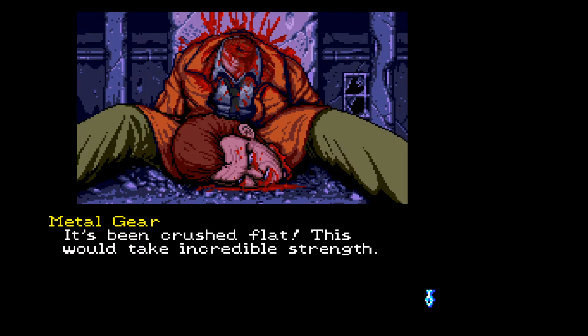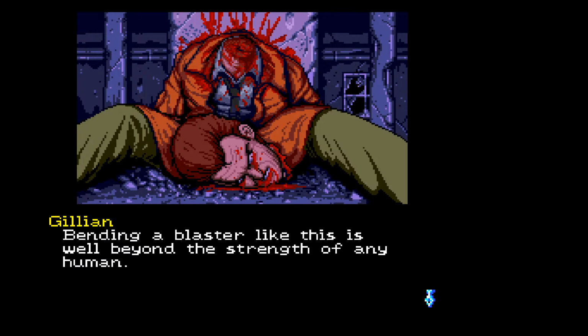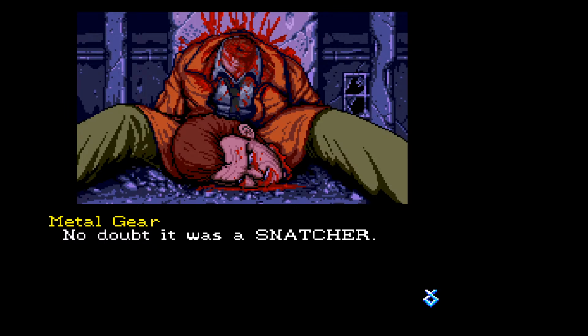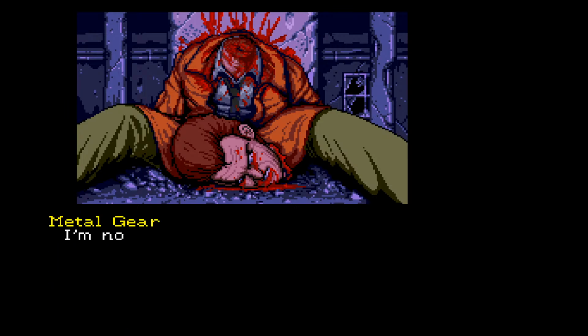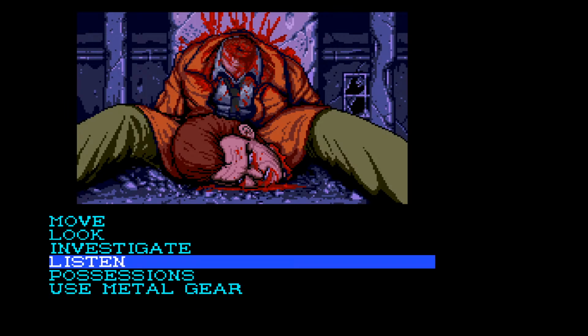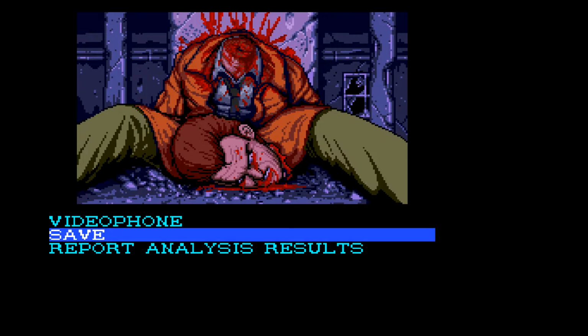It's been crushed flat. This would have taken incredible strength. Bending a blaster like this is well beyond the strength of any human. No doubt it was a Snatcher. Listen. No sounds.